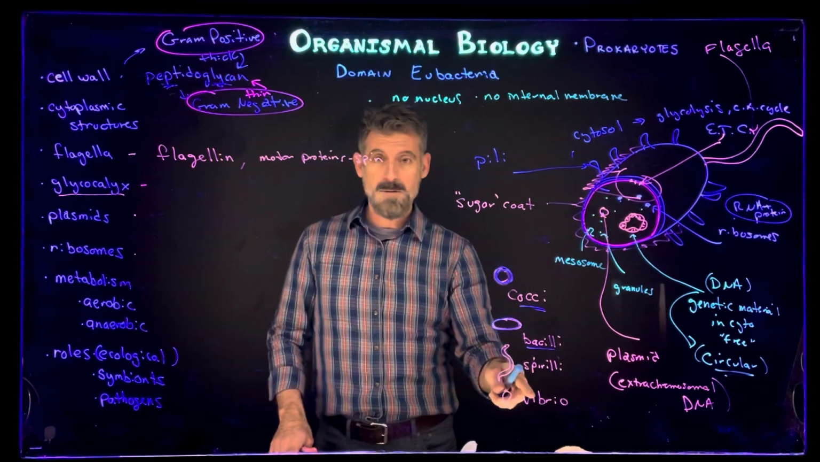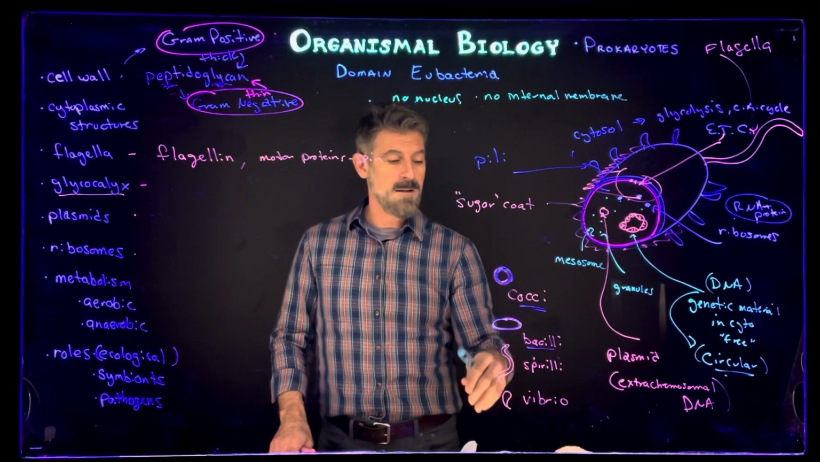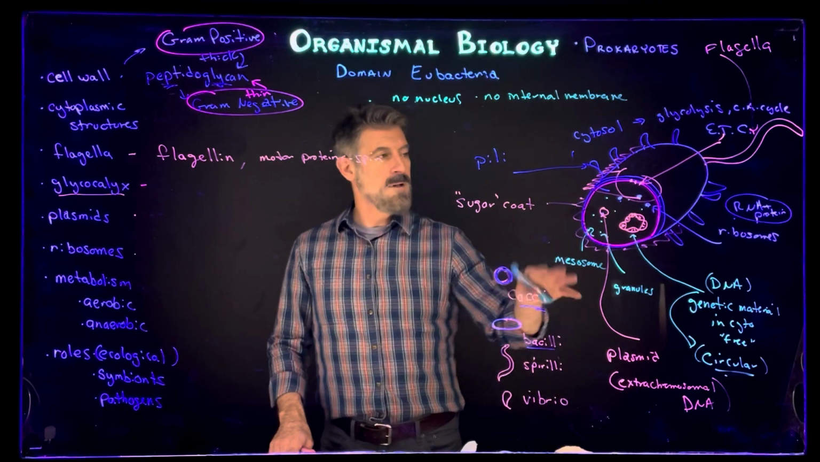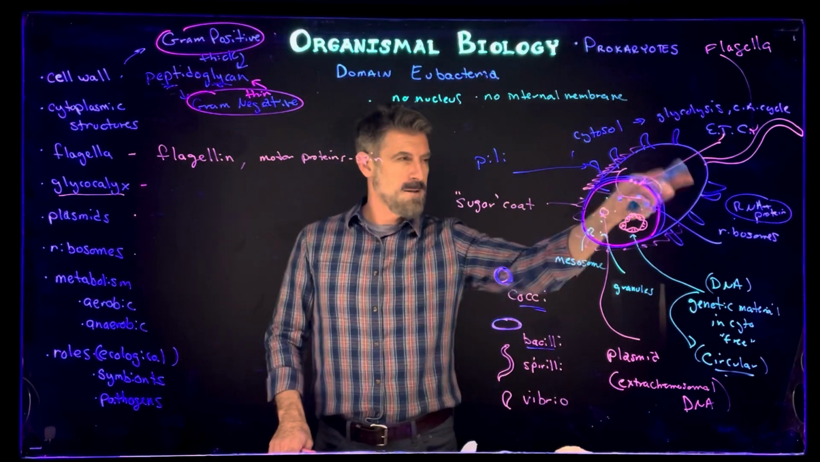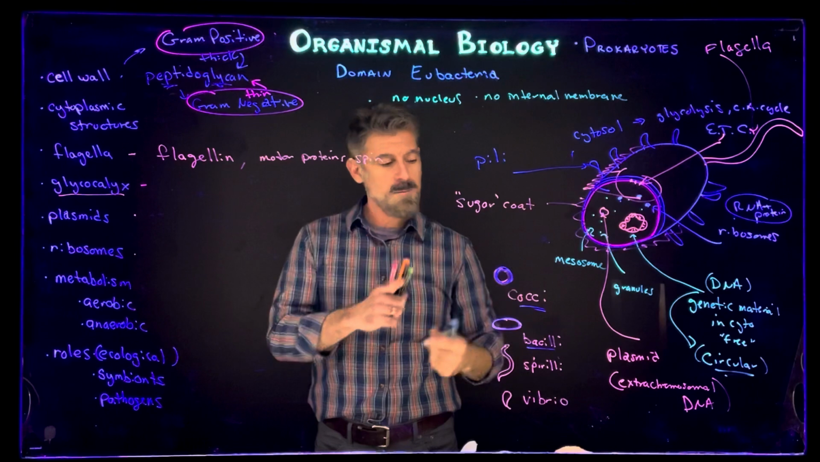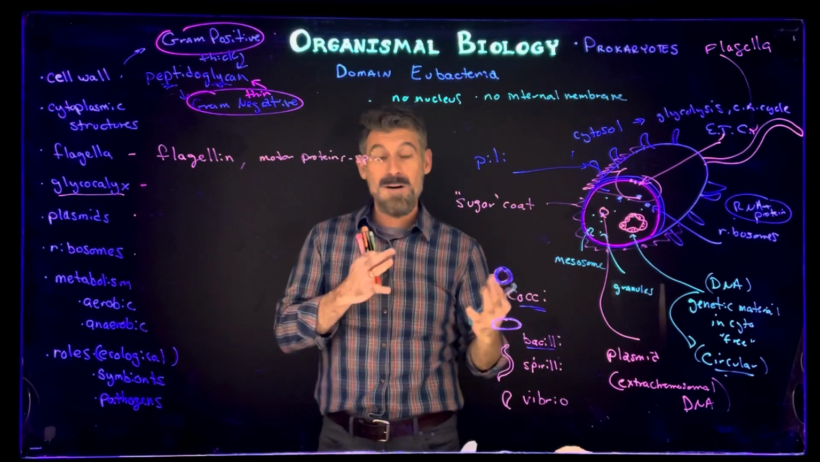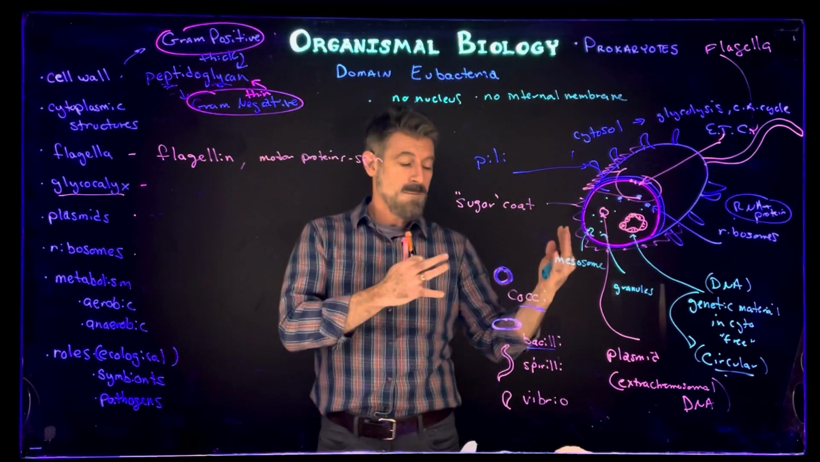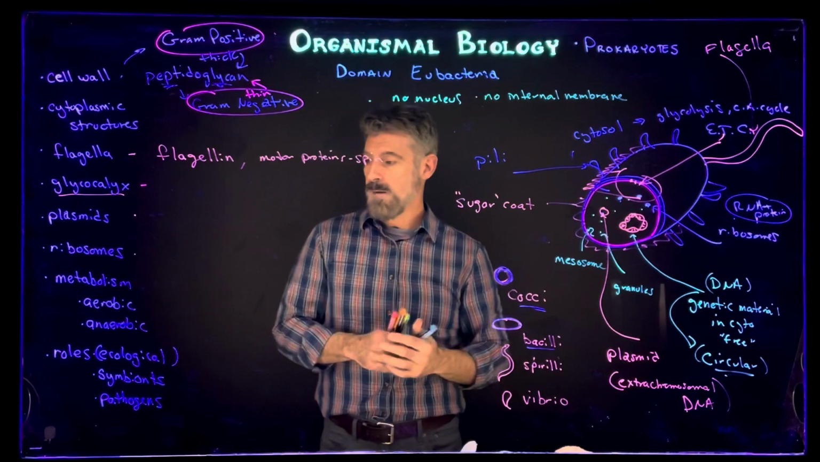A lot of the vibrios are pathogenic, and the spirilli have unique things they do with their flagella, where it's actually in the periplasm and it makes them move around. So there are some variations that they have of some of the same structures. So just so that you know.